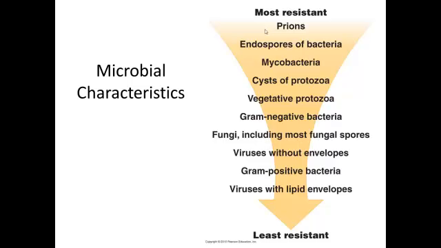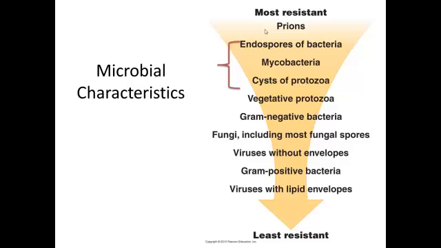Pretty much that's it. Your next group of highly resistant organisms are the endospores of bacteria, mycobacteria, those are your acid-fast bacteria, and cysts of protozoa. Now, we haven't talked about protozoa much. Cysts are kind of like the endospores of bacteria. They're a resting stage of the protozoa while they're in bad conditions, while they're waiting for conditions to improve. Since they're already waiting, it's hard to kill them.